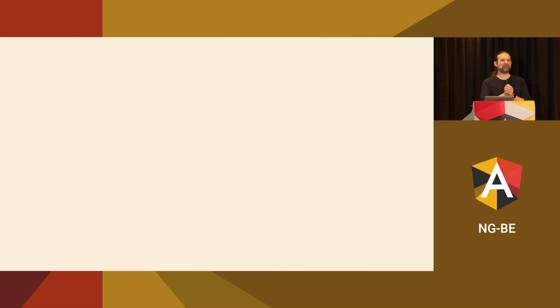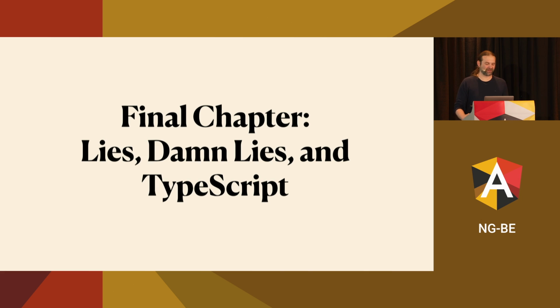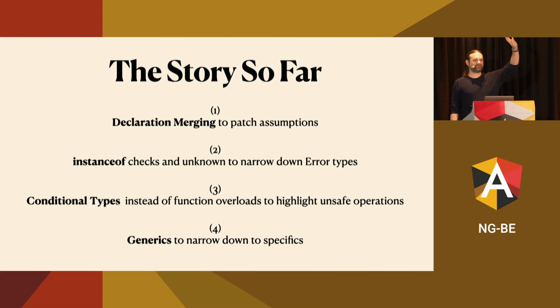Alrighty. Everything mitigated. 4 problems, 4 mitigations. Every potential problem has now a solution. Please enter the final chapter. Alrighty, the story so far. We found 4 mitigations. 1, declaration merging to patch assumptions. The second one, instance objects and unknown to narrow down error types. Conditional types instead of function overloads to highlight unsolved operations, and generics to narrow down to specifics to concretizations instead of having this wide array.